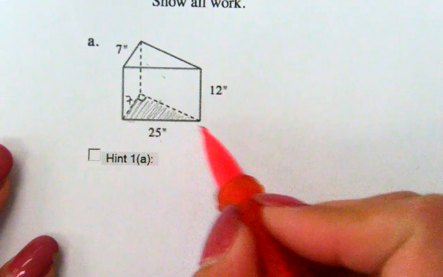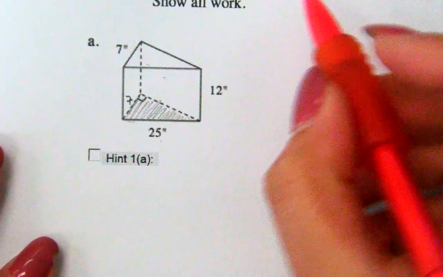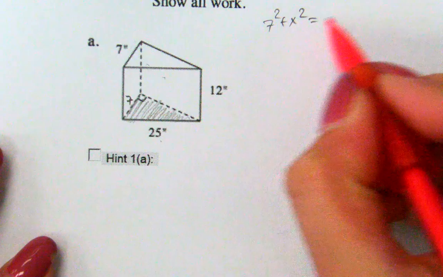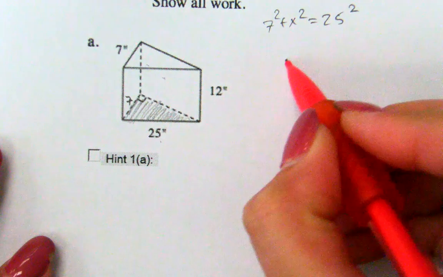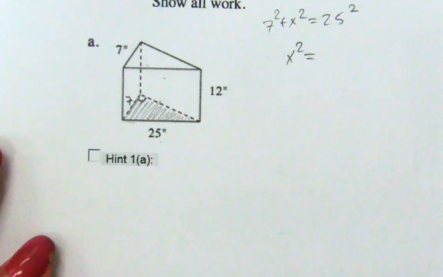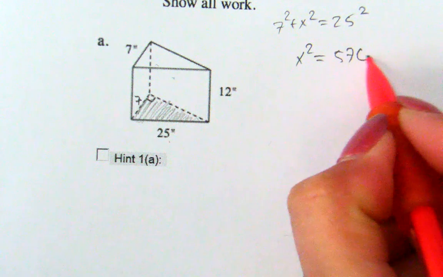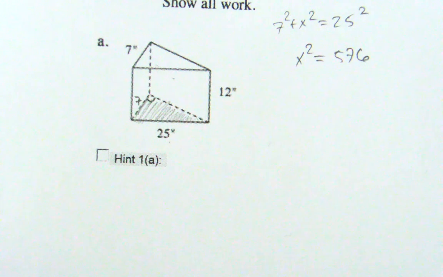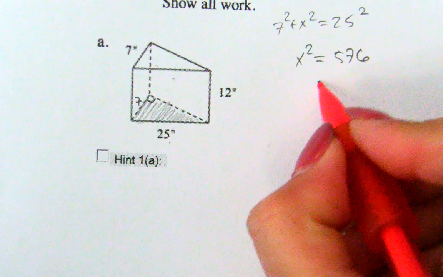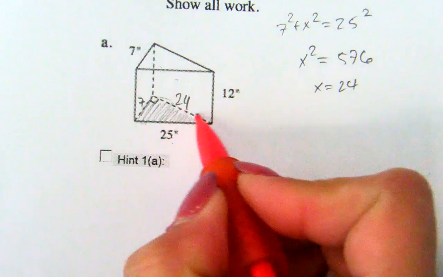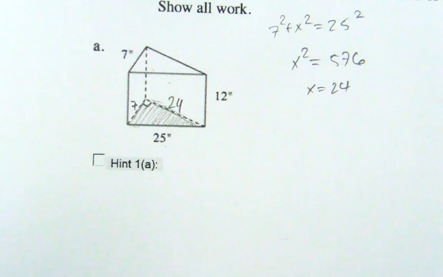So we need this. So it looks like, what is this? So 7 squared plus x squared is going to equal 25 squared. So x squared is going to equal, let's see, 25 times 25, 625 minus 49 is 576. So the square root of that, 24. Oh yeah, 7, 24, 25. My bad. Okay, so this length right here is going to be 24.